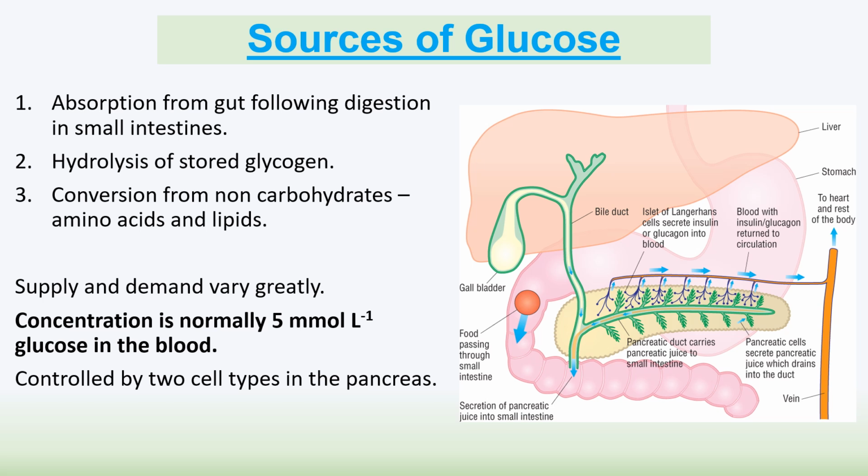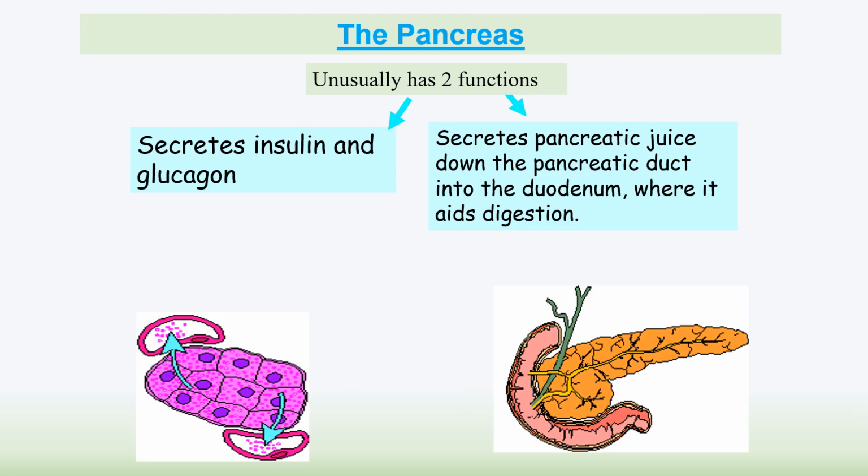So you get glucose from absorption from food in the digestive system. Glycogen, which is glucose stored away as a polysaccharide, can be hydrolyzed and broken down through enzyme reactions. And non-carbohydrates such as amino acids and lipids can also be converted to carbohydrates. The supply and demand can be very different, but glucose is normally about this level in the blood, and it's controlled by two types of cells in the pancreas. And the pancreas you can see here underneath the stomach.